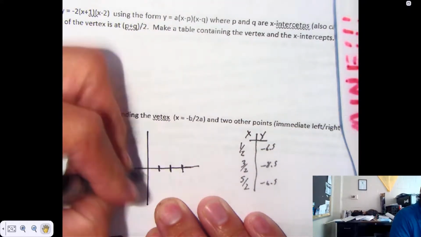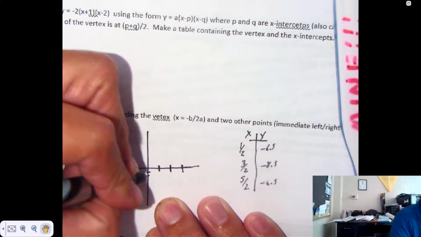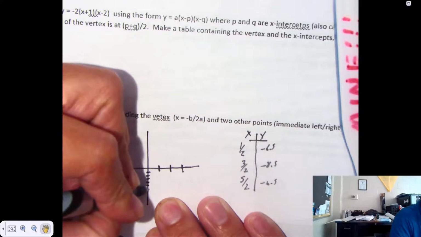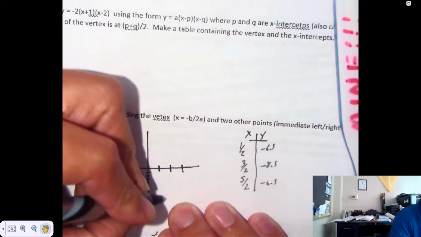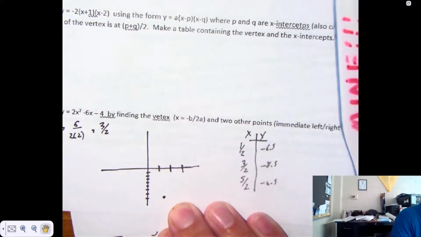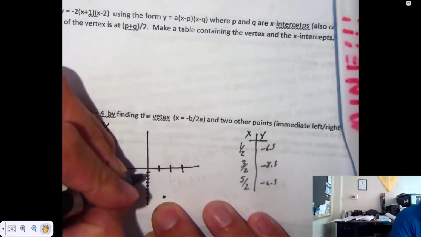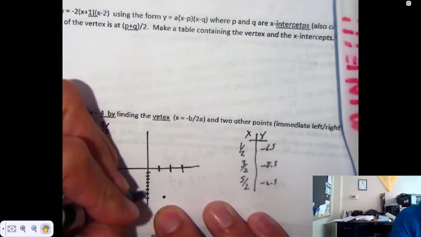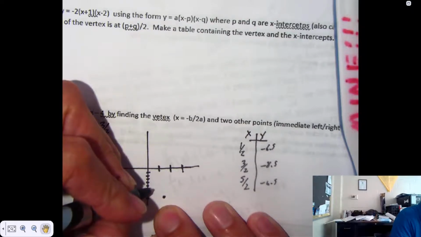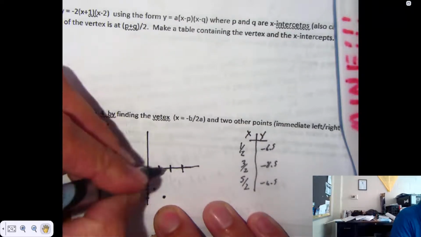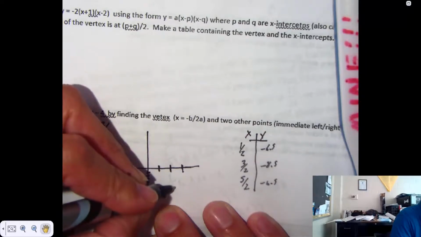Vertex was at 3/2, negative 8.5. I'm going to have to make these smaller. Here's the vertex. And then I went to the right 1 unit, and I went to negative 6.5. So it's like right around here. Went to the left 1 unit, about right in there.